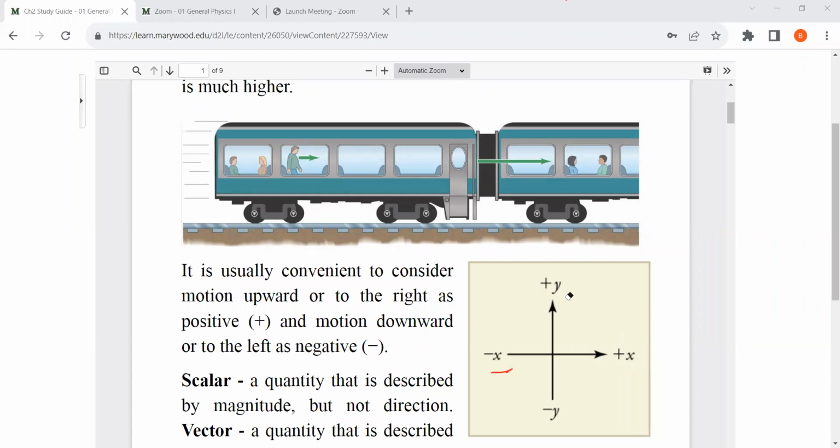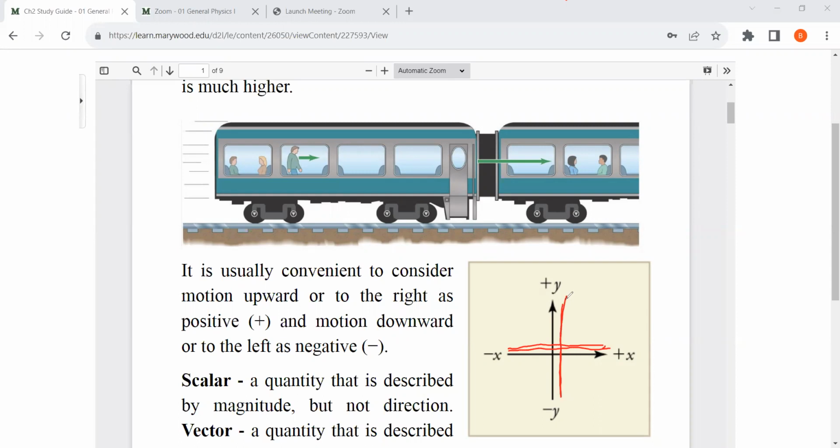So x is horizontal, y is vertical, upward is positive y, downward is negative y, rightward is positive x, leftward is negative x. Although in this chapter, because it is kinematics in one dimension, we will be using either the motion in this direction or in this direction, not both together. We will be combining these two axes in the next chapter, chapter 3. For this chapter our motion will be either along the x-axis or along the y-axis in a straight line.